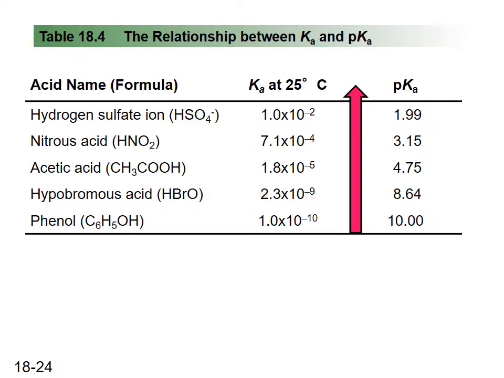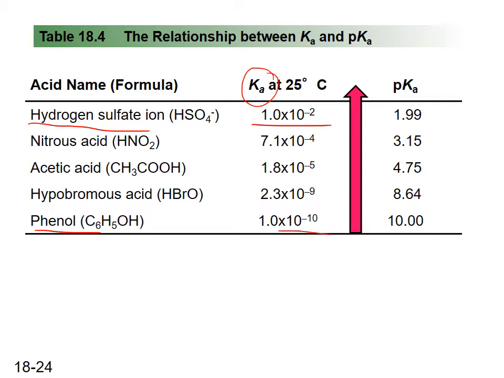We already know how to use Ka, the acid constant, to predict the strength of an acid. The larger Ka gives you a stronger acid. This is because Ka is similar to the equilibrium constant for the dissociation reaction of an acid. So the larger Ka means more acid dissociated becomes hydronium ion. For example, in this table, hydrogen sulfate is a stronger acid than phenol because the Ka of 10 to the minus 2 is greater than 10 to the minus 10.